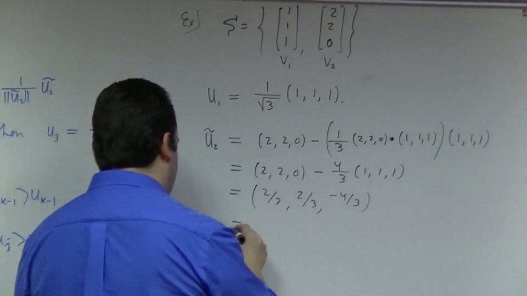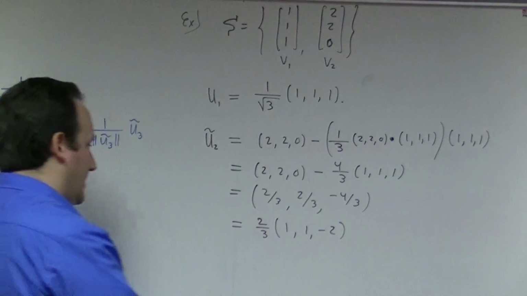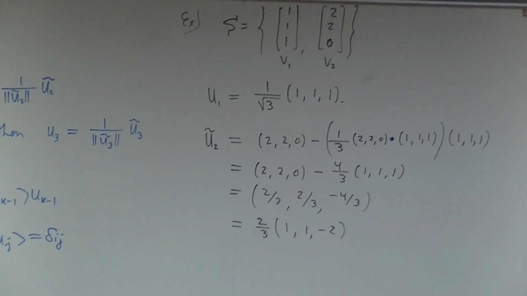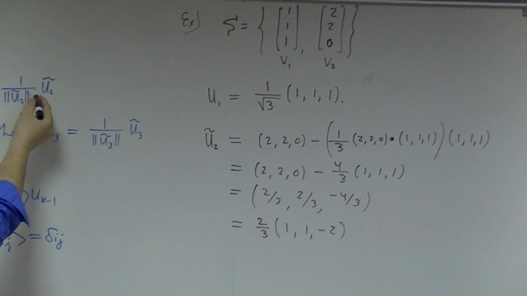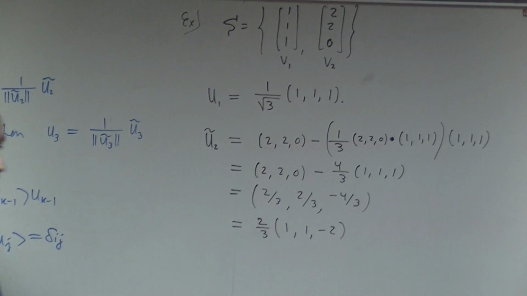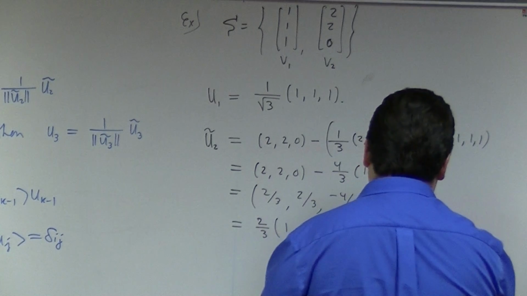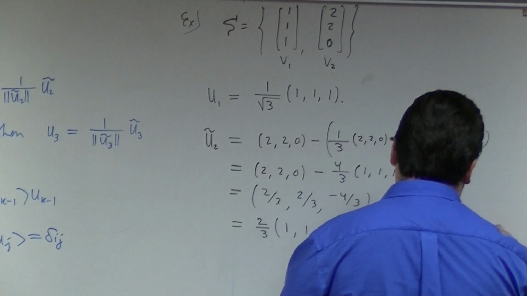Here's a fun fact for you. If you factor out a number, a scalar, when you're normalizing a vector, the scalar is irrelevant. So you might as well throw it away. That 2/3 is going to be up here, and the 2/3 is also going to be present in the formula for the length. So I can ignore the 2/3 as I normalize u_2 tilde. So u_2 is just 1 over the square root of 1 plus 1 plus 4, 6, times (1, 1, minus 2).